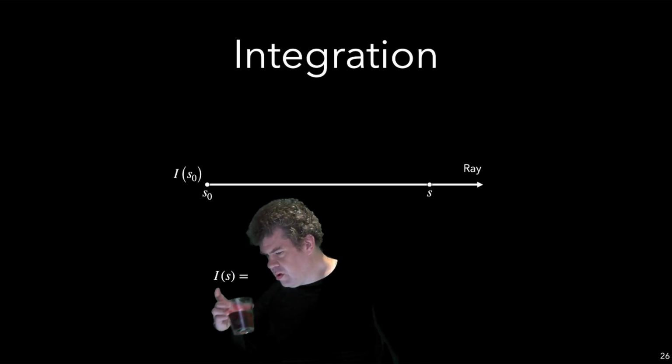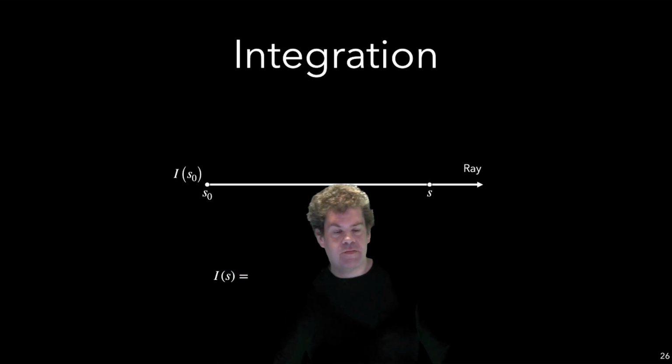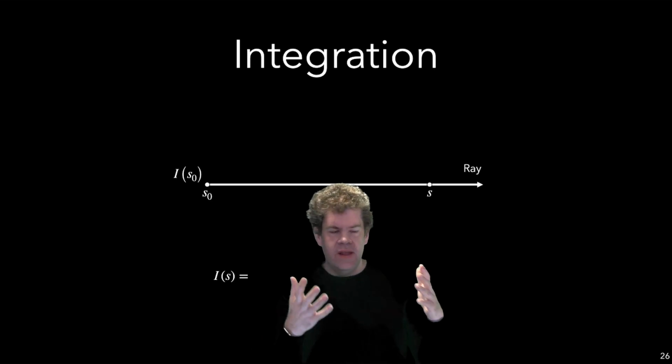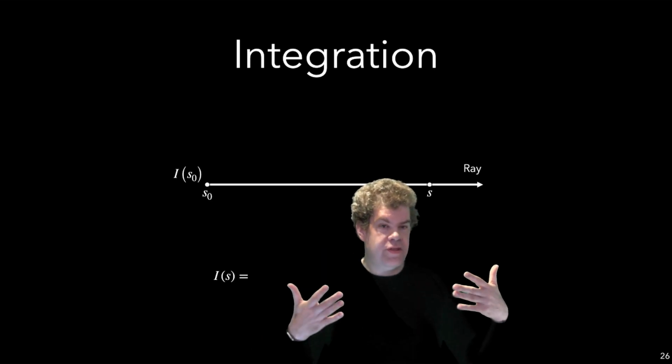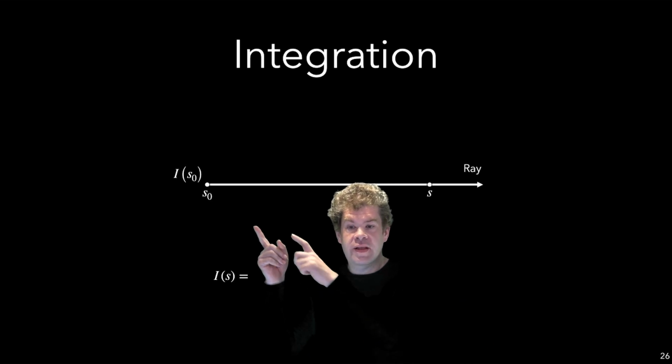Okay, so that explains the whole process in black and white. And if you want to do it in color, all you have to do is repeat the process for different frequencies, say red, green, and blue. Okay, done. Now, let's look at one of those rays.